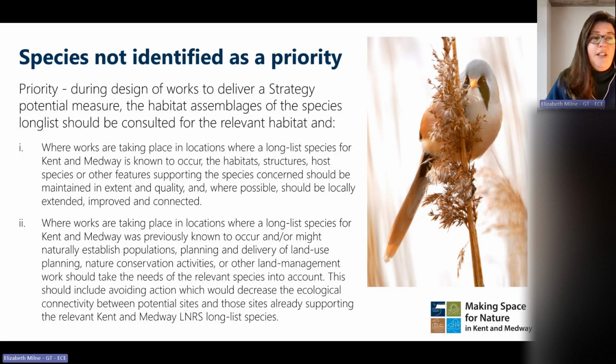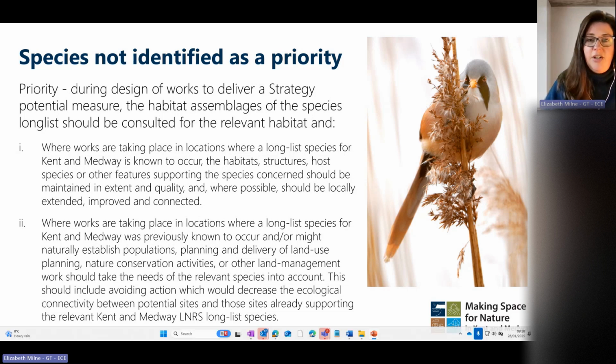However, although we have considered those other 1,300 species identified as rare and threatened, we have identified a way in which we hope they will be addressed. We have also included a catch-all priority to make sure that they still are within the thoughts of anyone designing any action for nature recovery. So we make sure that within the strategy they are also given some consideration through this priority.